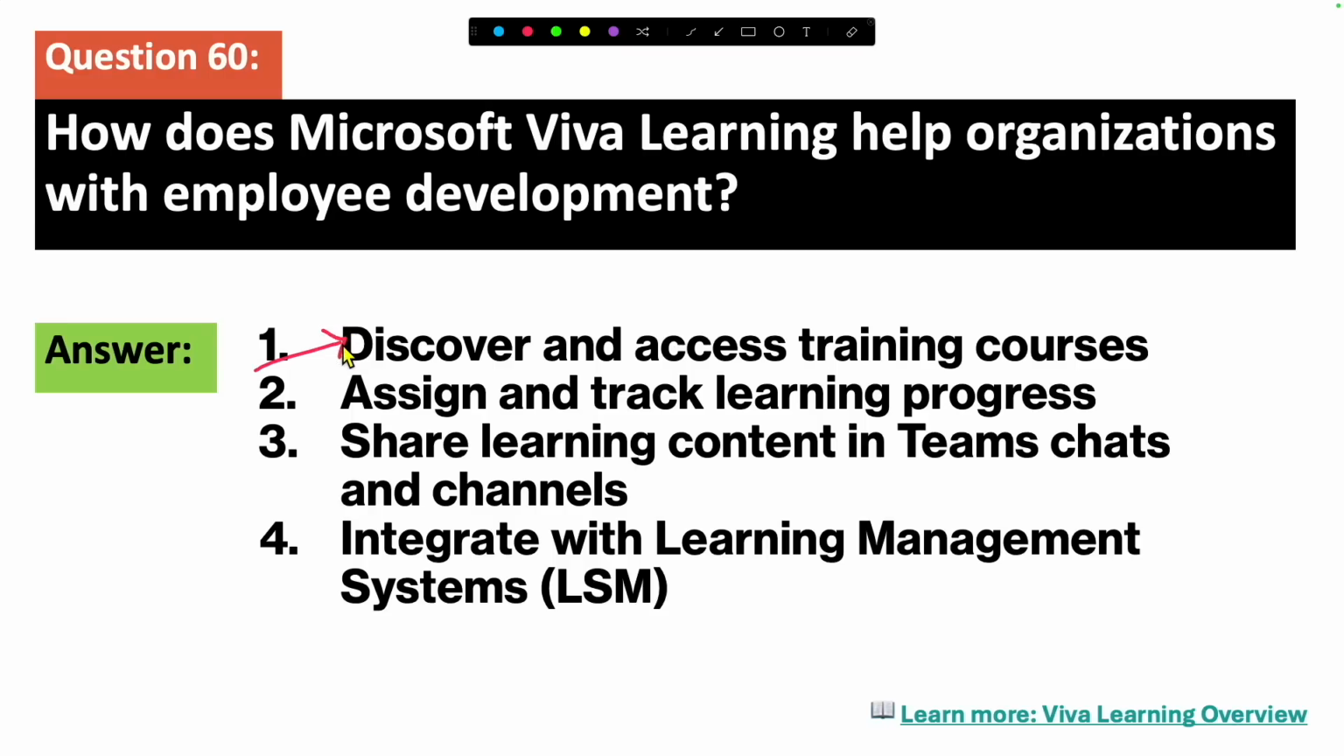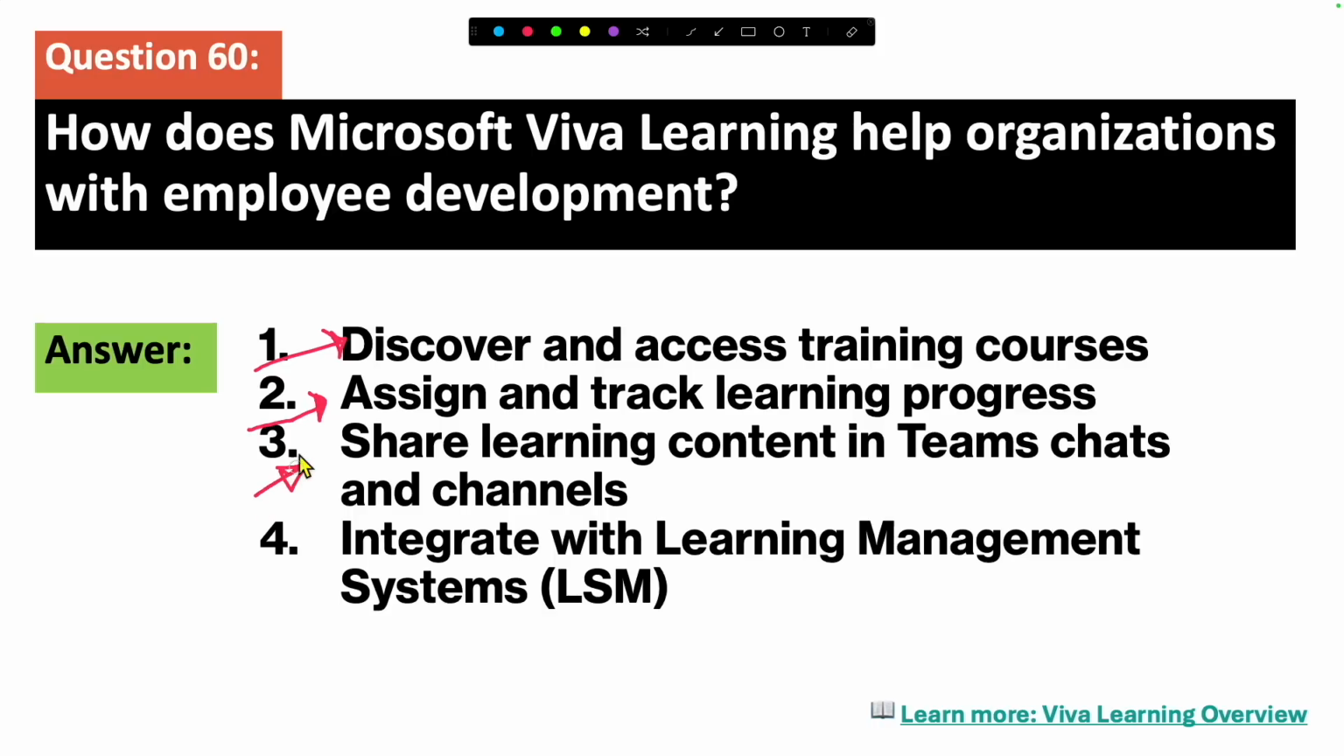So that's the first and foremost key point you need to tell. You can discover and access training courses. Second is you can assign and track learning progress. As an admin, you can deploy a course to a user and tell them, hey, this many users from this department have to complete this particular mandatory training on this specific date. When you do that, they get a notification. There's a ticker saying that you have to complete this training by so and so date and things like that. That helps the organization with mandatory training and tracking the progress.